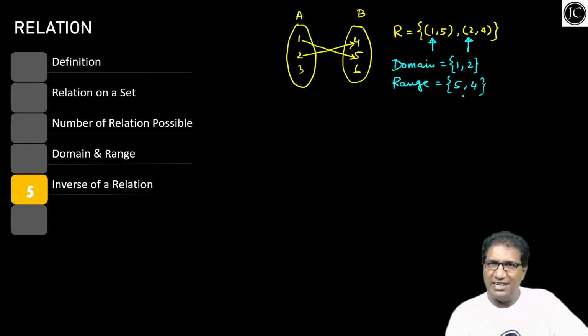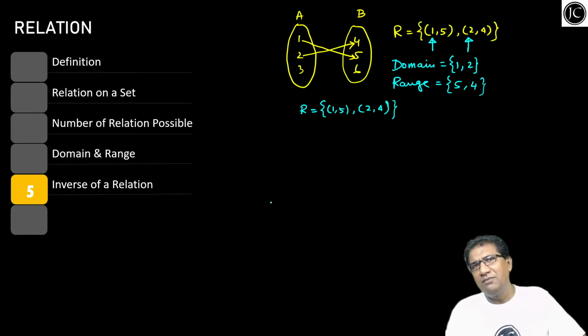It's the inverse of a relation. See children, here what is my relation? My relation is {(1, 5), (2, 4)}. Right? Now, what is the inverse relation? Listen carefully, children, what is the inverse relation?